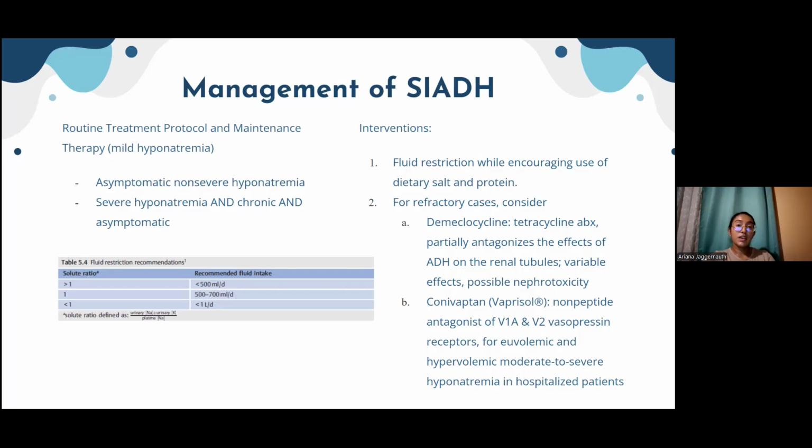In the event that patients have refractory hyponatremia secondary to SIADH, one can consider demeclocycline, which is a tetracycline antibiotic that partially antagonizes the effects of ADH on the renal tubules. However, it can have variable effects, and there is the possibility of nephrotoxicity in these patients. We can also consider conivaptan, which is a non-peptide antagonist of V1A and V2 vasopressin receptors for euvolemic and hypervolemic moderate to severe hyponatremia in hospitalized patients.